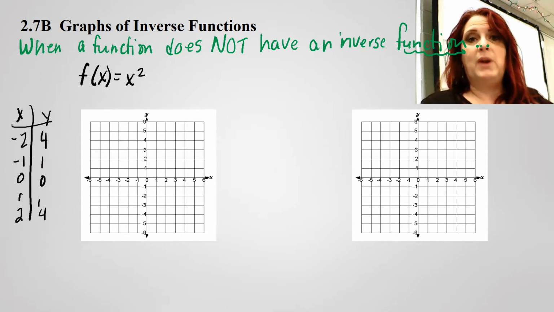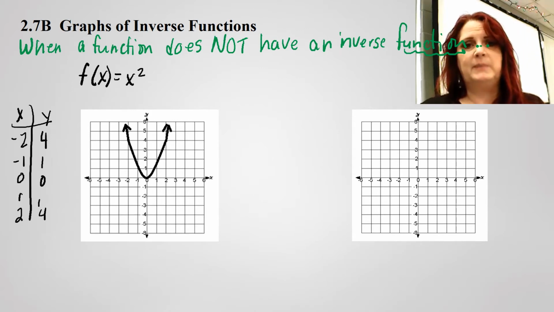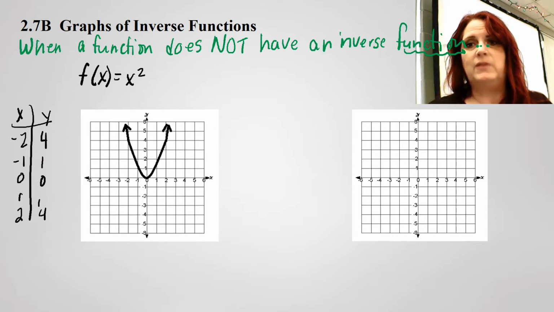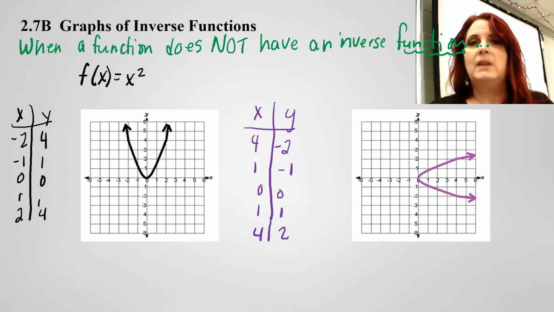So when we graph that, we get that quadratic that looks something like this. Now, when we go to do the inverse function, remember our x's and y's are going to trade places. And so it's going to be 4, -2, 1, -1, 0, 0, 1, 1, and 4, 2. And when we graph that, it looks like this. Now, we know that this is not a function because it fails the vertical line test.